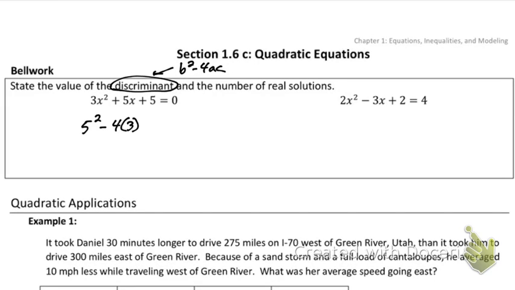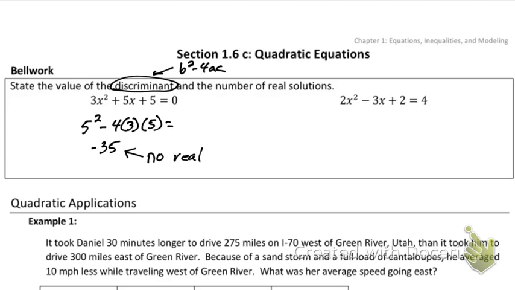That would be 3 times 5. When you do all that, you're going to come up with negative 35. Whenever your discriminant is less than 0, you're going to have no real solutions. And that boils down from the fact that our discriminant's underneath a radical symbol. So if I was to actually plug it in, we'd have plus or minus an imaginary number. All right, so that one is no real solutions.